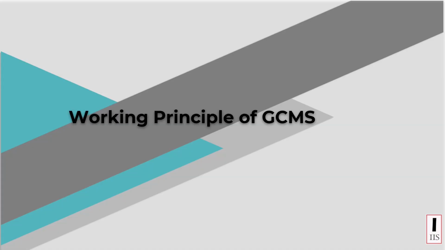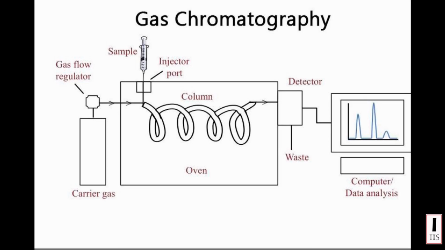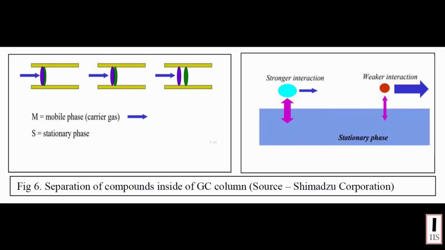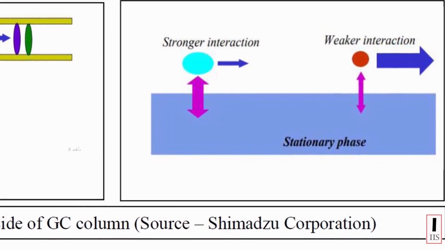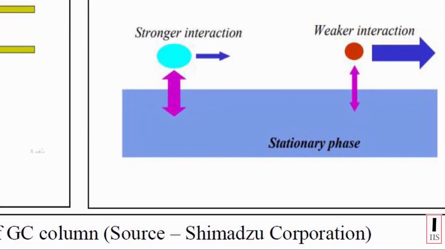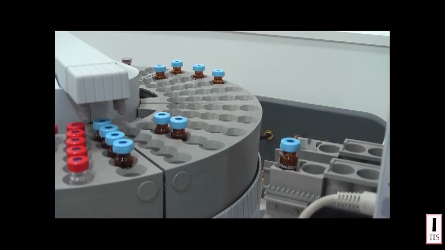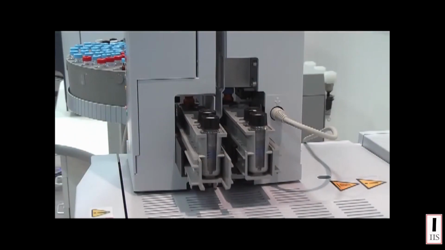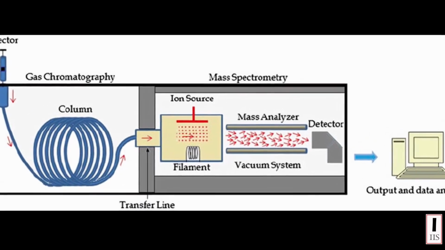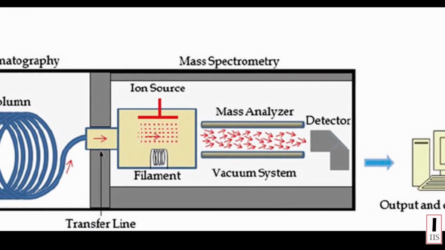Working principle. The basic principle behind gas chromatography is partitioning of components of the sample with respect to their affinities towards the stationary phase. The affinity of compounds towards the stationary phase is determined by the intermolecular interactions as well as the polarity of the stationary phase. Each compound eluted from the column reaches the detector in a sequential way. That is, the early eluting compound reaches the detector first, and the late eluting compound reaches later.